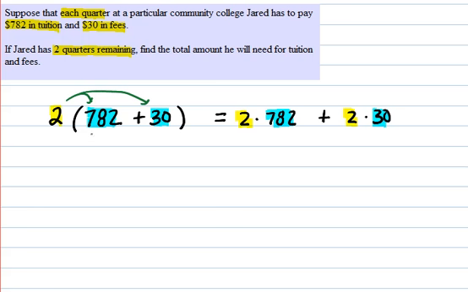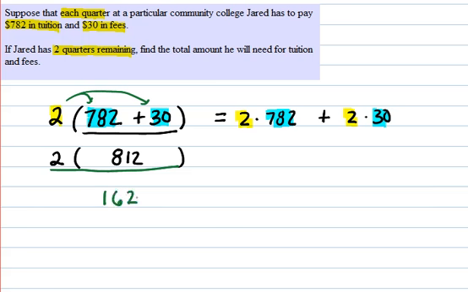On the left-hand side, I would do what's inside the parentheses first, and if I add 782 plus 30, let's see, I think I get 812. Now I'm going to leave the parentheses in there until the next step so that I can see that's still multiplication. And then finally, I'll multiply those together and get $1,624. Let's try it out on the right-hand side.